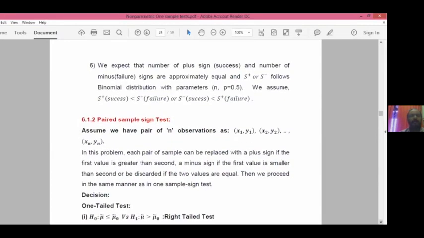Now finally, we expect the number of plus signs, the successes, and the number of minus signs, assumed to be failures, to be approximately equal.